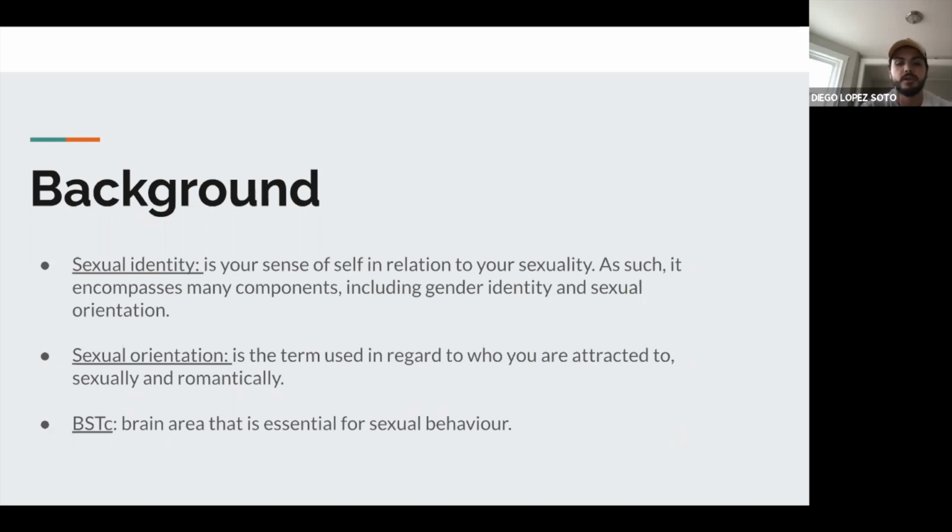Another important brain area that is discussed in this paper is called the BST, also known as the bed nucleus of the stria terminalis. It's a brain area that is essential for sexual behavior.